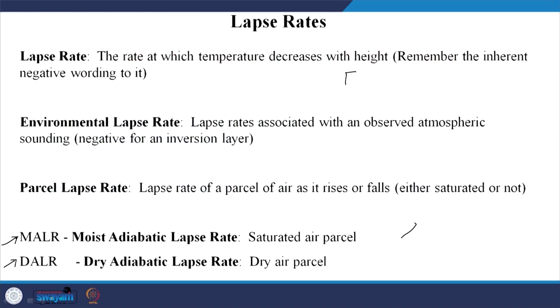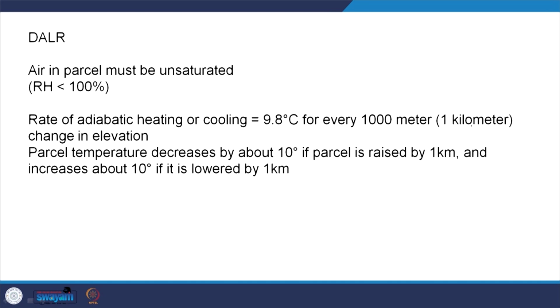So, to continue, we can say that moist adiabatic lapse rate becomes important when you are talking about saturation or reaching saturation. Dry adiabatic lapse rate is when you talk about an unsaturated air parcel. Generally, there is no such thing as completely dry air or completely moist air, right. So, we will talk more about them in the upcoming lectures.